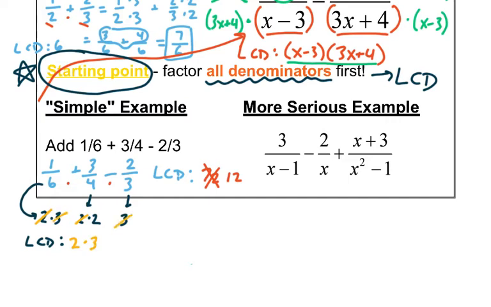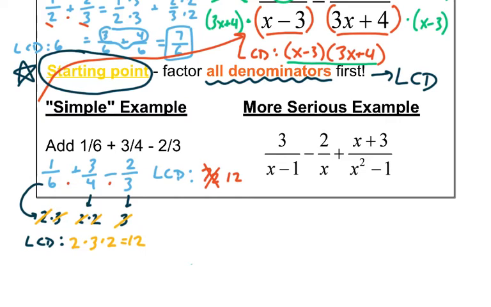Do we have any leftovers? Yeah, that leftover 2 here is a good part of our LCD. And what is 2 times 3 times 2? And that's 12. So that's one way of finding a good LCD: you factor the denominators, take common pieces, and then take the leftover pieces, and you multiply them together.